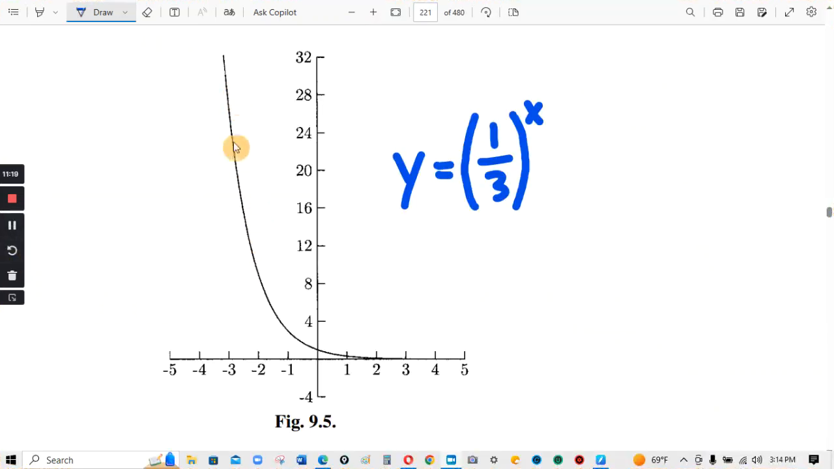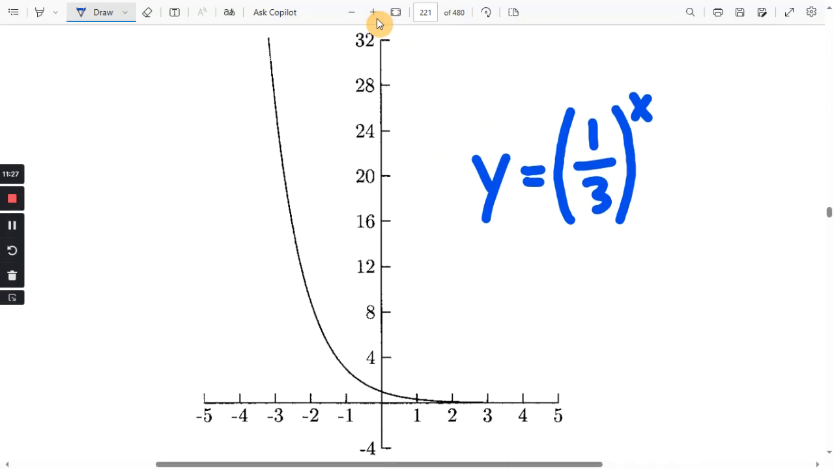All right, so here's what they got in the book. This is 1/3 to the x. Like I said, their graph is a little steeper than mine. I think it is anyway. Looks like they had to do the same thing. See how they changed the scale of the y-axis versus the x-axis. The x-axis counts by 1s, but their y-axis counts by 4s.